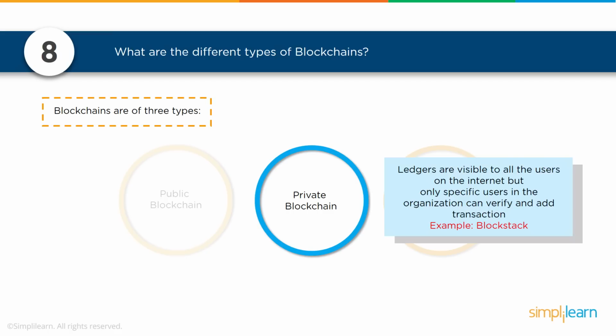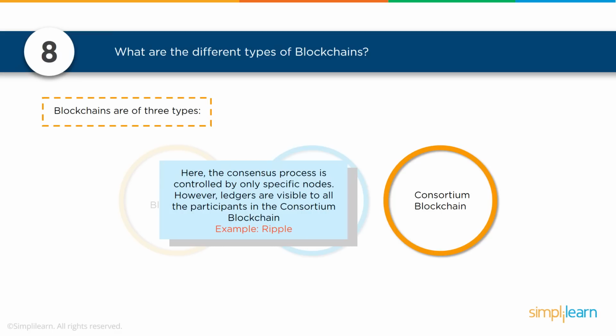In a private blockchain, ledgers are visible to all the users on the internet, but only specific users in the organization can verify and add transactions. So it's a kind of permissioned blockchain. Though the information can be available publicly, the controllers and the validators of the blockchain are within the organizations and are predetermined. The example is Blockstack.